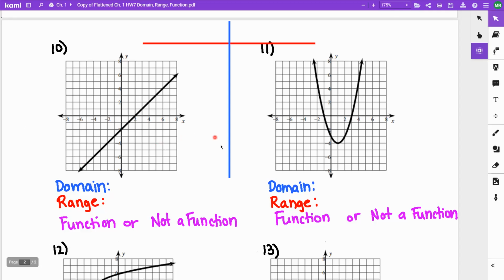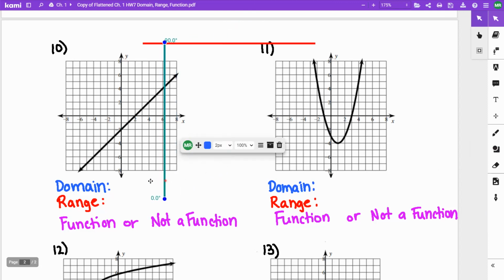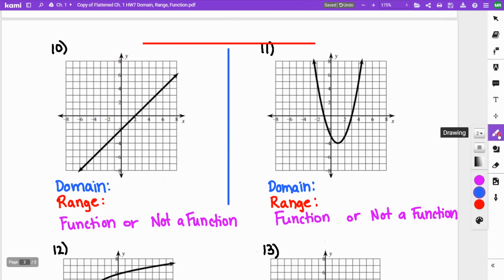So on number 10, as I am trying to find my domain, you'll notice that there are arrows at both ends. So this is going to go to -infinity to the left and positive infinity to the right, and nowhere is it going to cross more than one spot. So we are going to have -infinity to infinity, or all real numbers, and it is going to be a function.